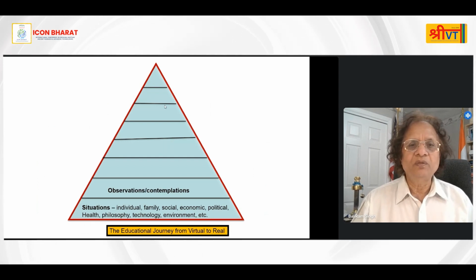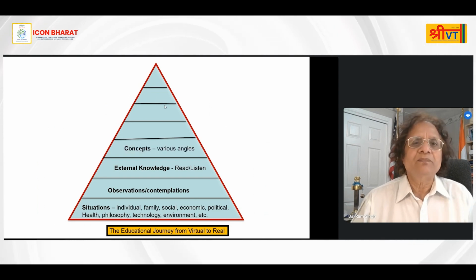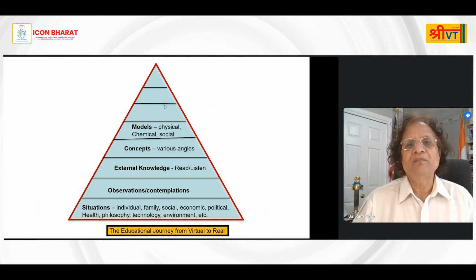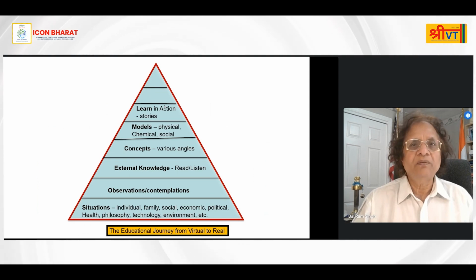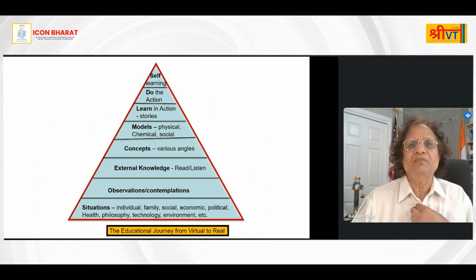And what we need to do is observations and contemplations. Then we read and listen also. Then combine with that, come up with concepts. And then you create some physical, chemical, social, all kinds of models, and learn in action. Stories can be very useful because stories are real. I don't mean the made-up stories. And then you practice it. You do the action. You have to have the conduct. Then you have self-learning, self-realization and self-learning.